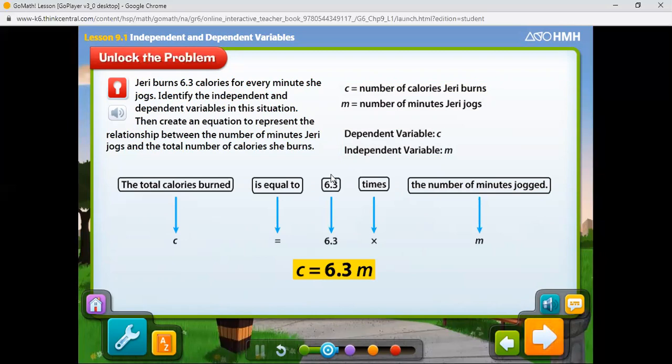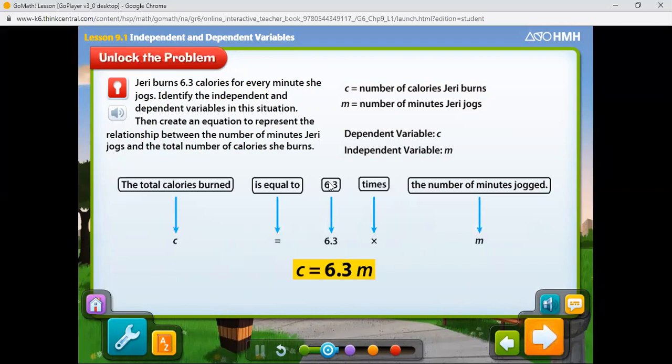Okay, girls, now what did you understand here? Now that you know the number of calories burned is dependent on how many minutes Jerry is jogging, right? So for 1 minute, she's burning 6.3, which means for 2 minutes, what do you do? You multiply that with 2.